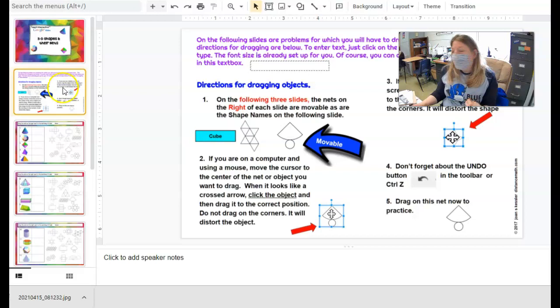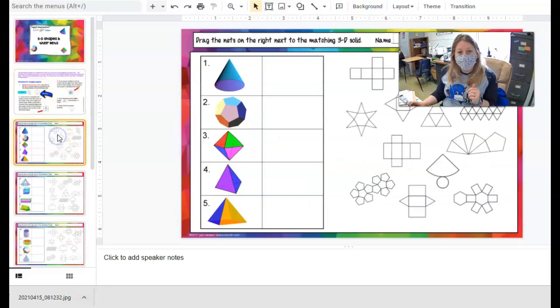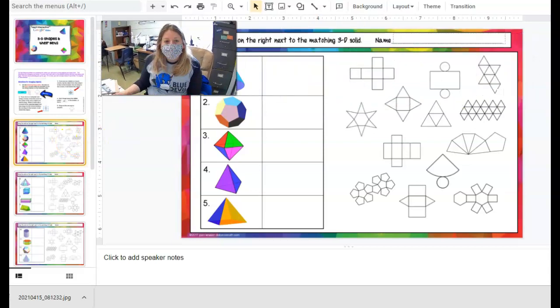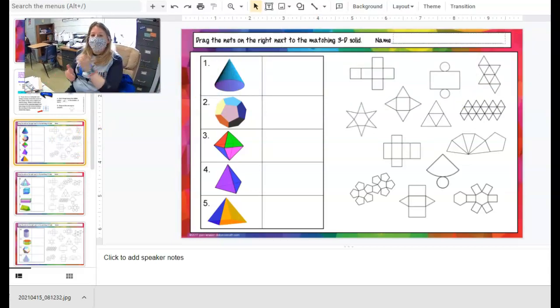Okay. Second slide just kind of tells you how to work it, so not super important. Let's take a look at the third slide. So drag the nets to the right to their matching three-dimensional solid. Now you guys have some experience with three-dimensional shapes from junior high math. So some of these you should be able to do pretty quickly, and then we'll narrow down the rest.